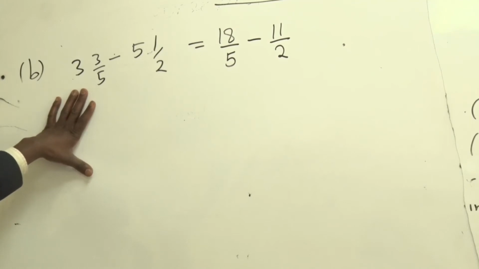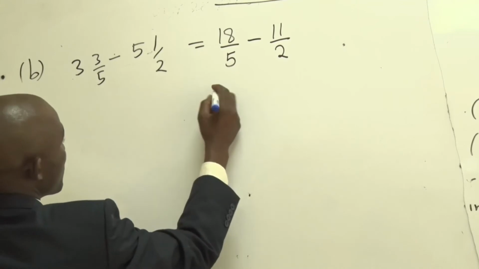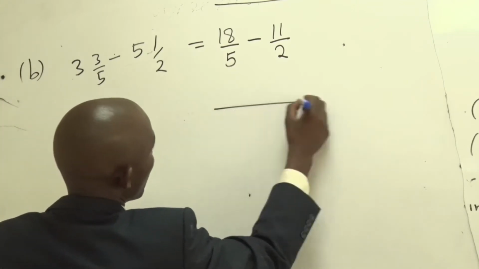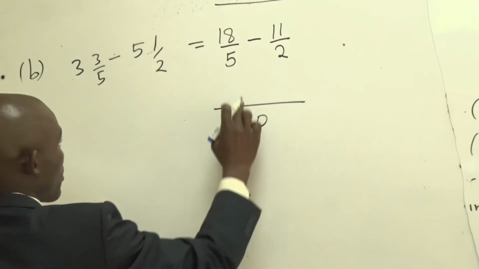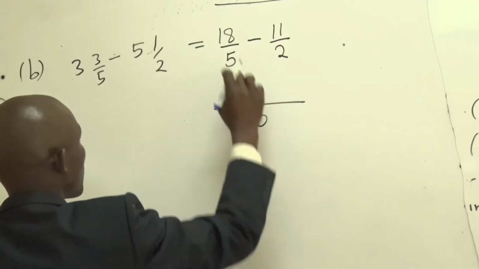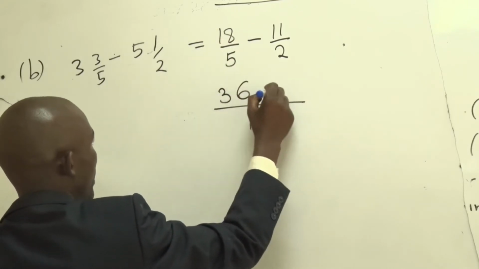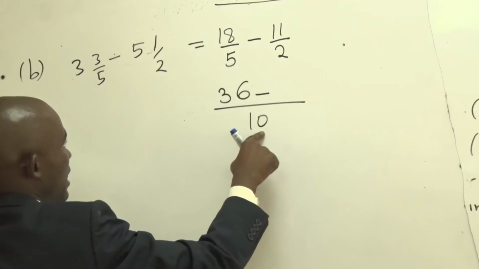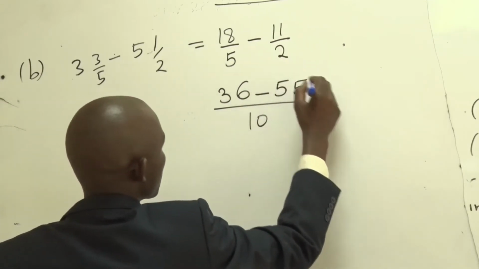The next thing you will do is take the LCM. The LCM in this case will be 10, 5 times 2. So 5 goes into 10 2 times, and 2 times 18 gives 36. Minus, 2 goes into 10 5 times, and 5 times 11 gives 55.